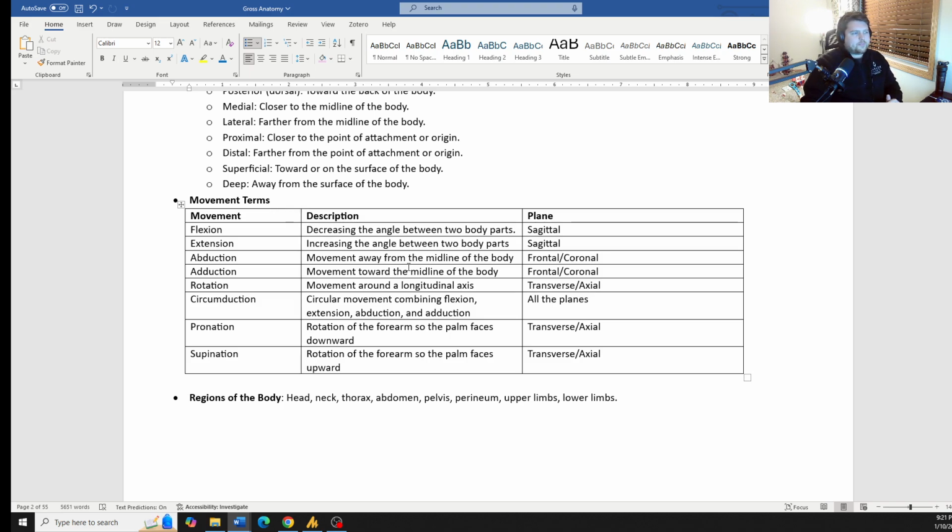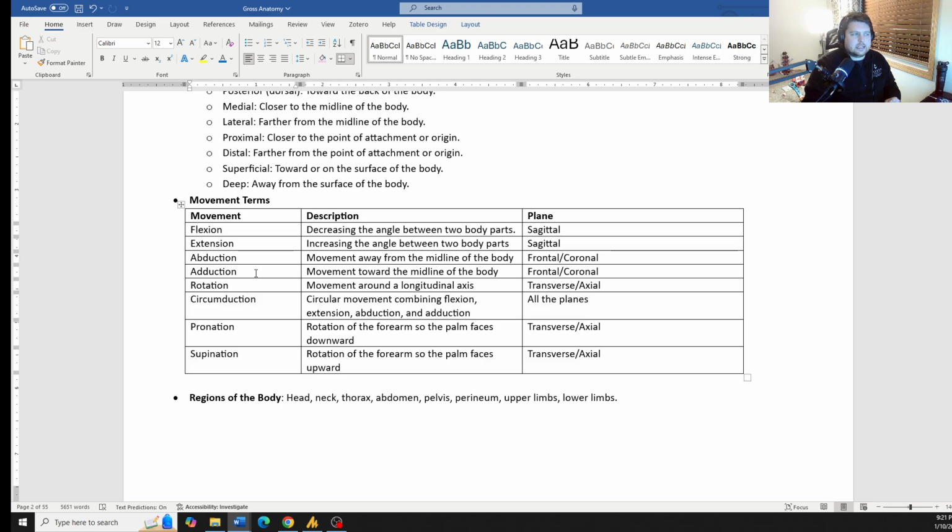Movement terms. This is where I want to point out the super important part, matching the movement to the plane. Because these are some of the questions that you don't usually think about, but that you can get asked in part 1. So for example, flexion. Flexion is going to be decreasing the angle between two body parts, and that is in the sagittal plane. Extension, this is increasing the angle, again, sagittal plane. You'll see that each of these movements kind of have a pairing that they like to be in. So flexion, extension, sagittal plane.